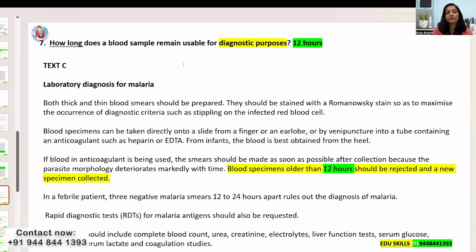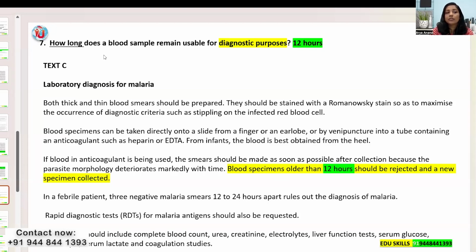Okay. One word or phrase you need to write. So here in question number 7, how long does a blood sample remain usable for diagnostic purposes? So here it's mentioned diagnostic purposes. You need to identify from which text it is. First you need to identify the keyword or key phrase. Then you need to identify the text. So we identified the text as text C. We need to search for the answer now.